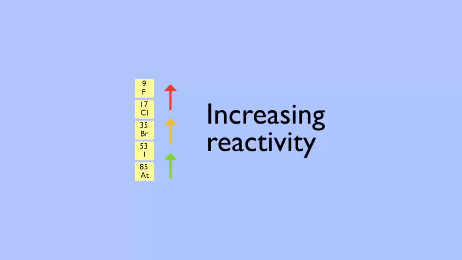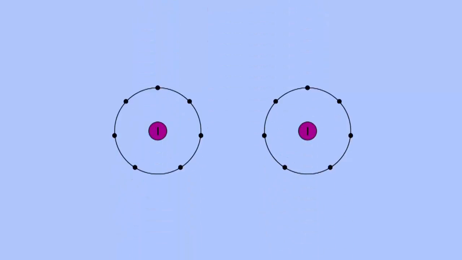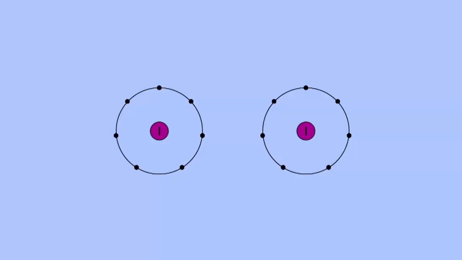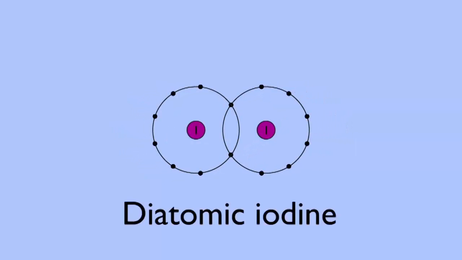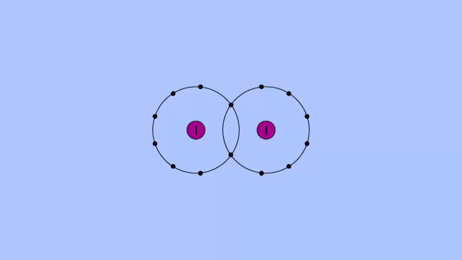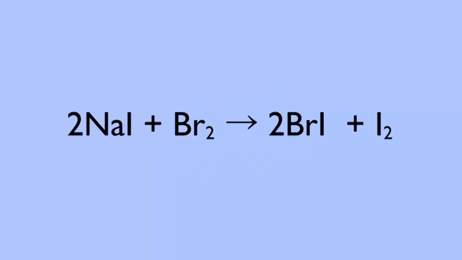Now remember the reactivity of the halogens. When the iodine atoms are displaced by the bromine, they immediately seek stability and pair up with each other to create diatomic molecules. They don't try to react with any of the water molecules because energetically it's easier for them to covalently bond to each other, so both atoms can complete their octet. The reaction is this.